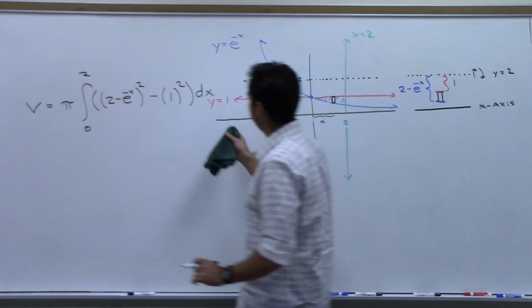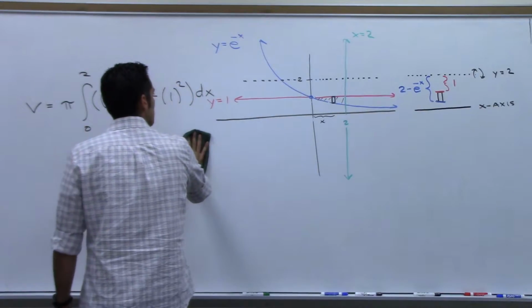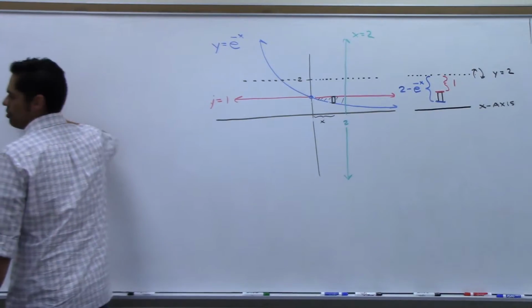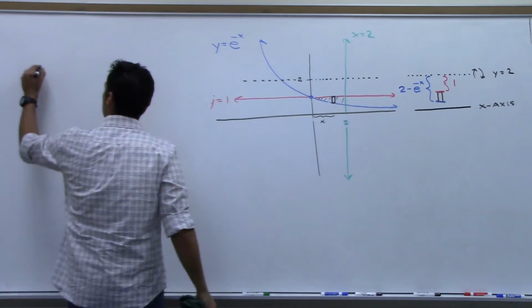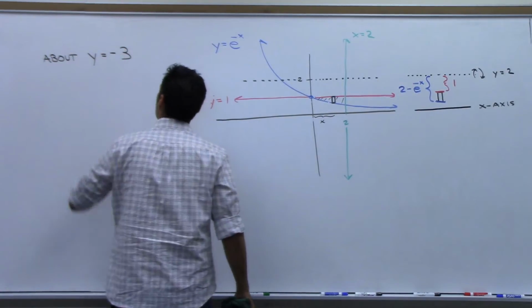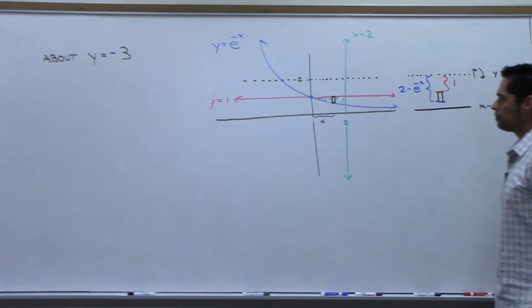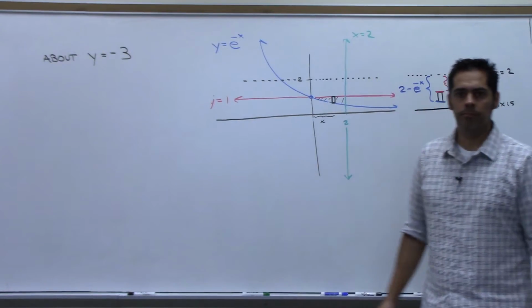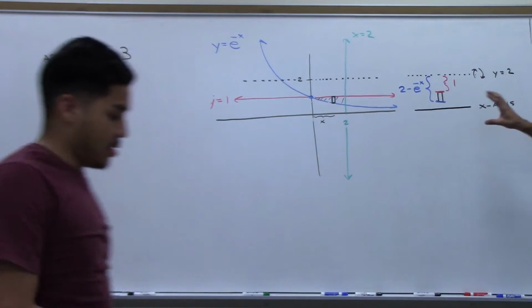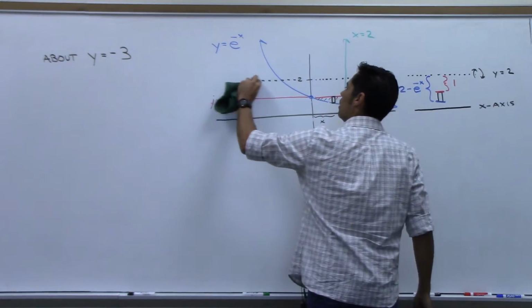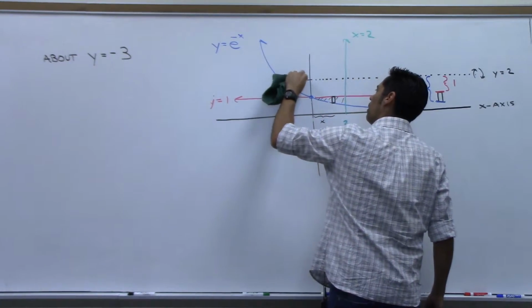We'll do another one. Let's do this same problem, okay? Exactly the same problem. I'm going to change your axis of rotation. So same exact setup. This time let's do it about y equals negative 3. Take a minute to try and draw it out. It's the same curves, different axis of rotation. While you're doing it, I'll redraw it over here too.